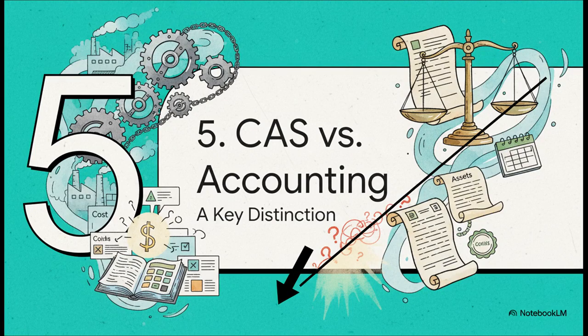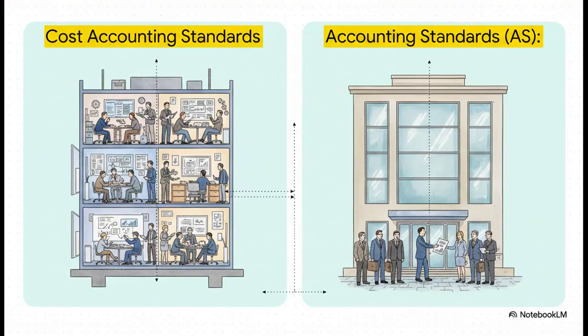Okay, let's pause here for a second and tackle something that trips up a lot of students on the exam. And that's the difference between Cost Accounting Standards, CAS, and the General Accounting Standards, or AS. They sound similar, but they are not the same thing. Let's make this super clear. Here is the absolute simplest way to think about it.